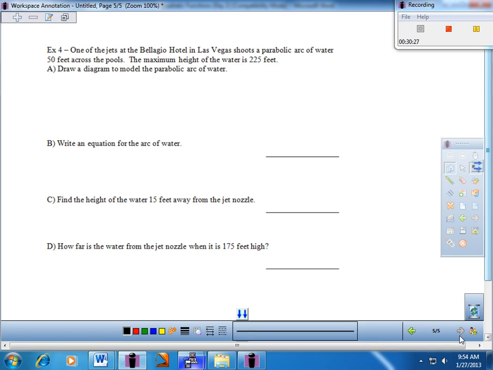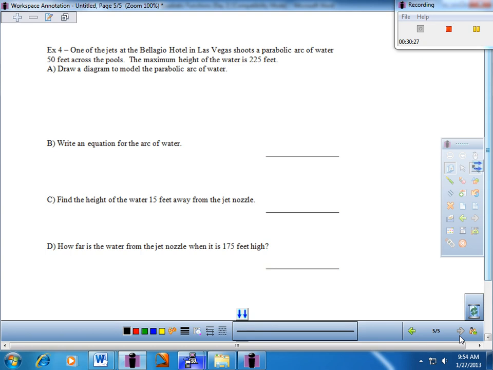So I researched some of the schematics on this particular jet. One of the jets at the Bellagio Hotel in Las Vegas shoots a parabolic arc of water 50 feet across the pools. The maximum height of the water is 225 feet. If you've ever seen this display, it's pretty impressive. There are thousands of things going on with these jets. I just got the schematics, as I said, on one of them, so we'll just play it out accordingly.